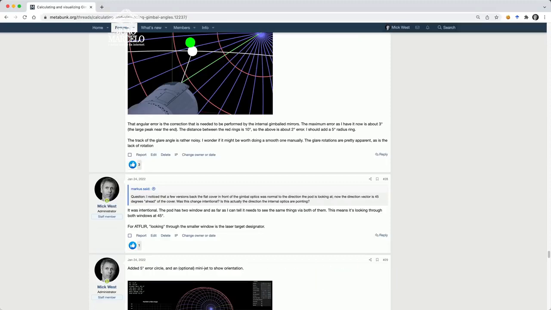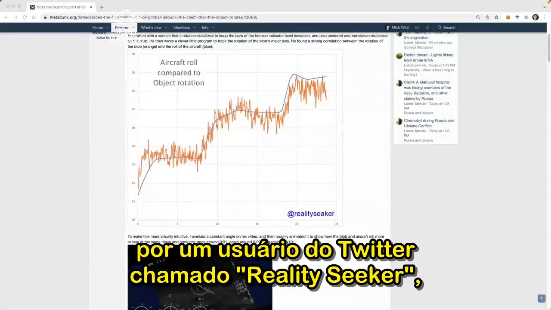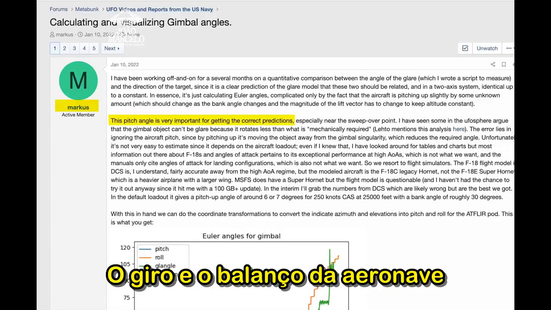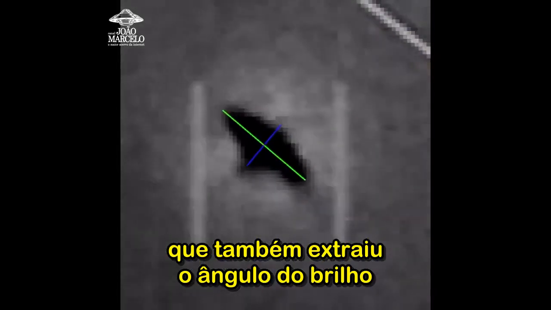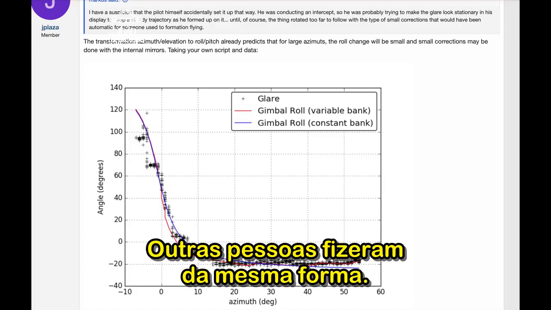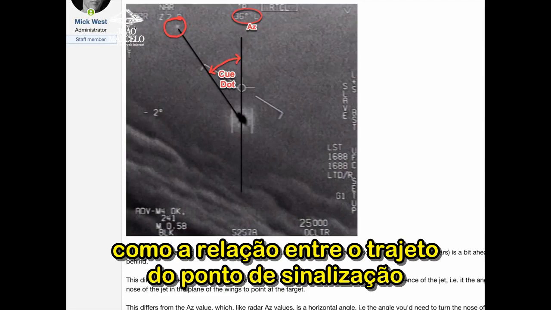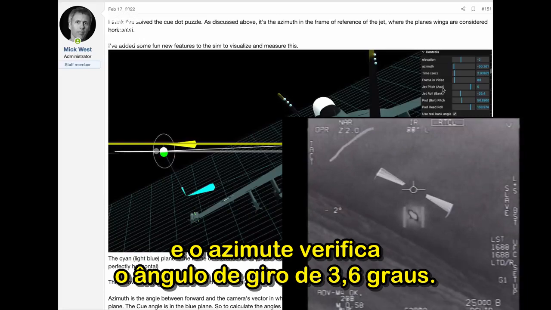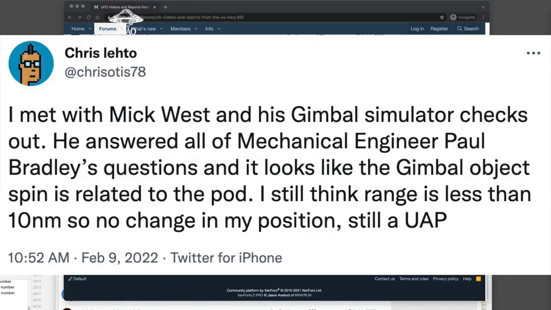This isn't just me. Lots of people have done similar work. The lack of rotation was brought up by a Twitter user called Reality Seeker and was probably noticed by others before that. The roll of aircraft pitch was raised by Metabunk user Marcus, who also extracted the glare angle and demonstrated the close match with expected roll. Other people have done similarly. There were also additional discussions I don't have time to get into, like how the relationship between the steering Q dot and the azimuth verifies the 3.6 degrees pitch angle. Many people have helped. Many people agree.